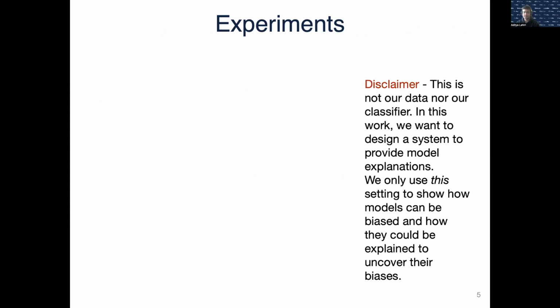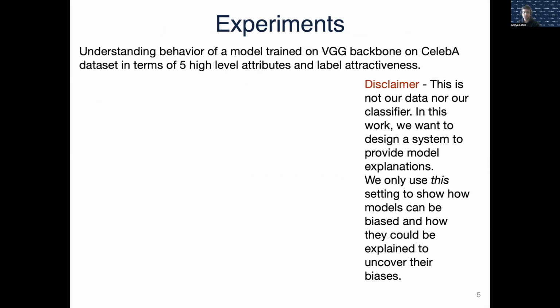We now look at our experiments and a few results that are obtained. First, a disclaimer that this is not our data nor our classifier. In this work, we just want to provide explanations. We only use this setting to show how models can be biased and how they can be explained. Personally, all the authors do not endorse labeling subjective measures. Given this disclaimer, we want to understand the behavior of a deep learning model trained on a VGG backbone on the A dataset. The target label is attractiveness, and 5 high-level attributes are used to explain the decision making.